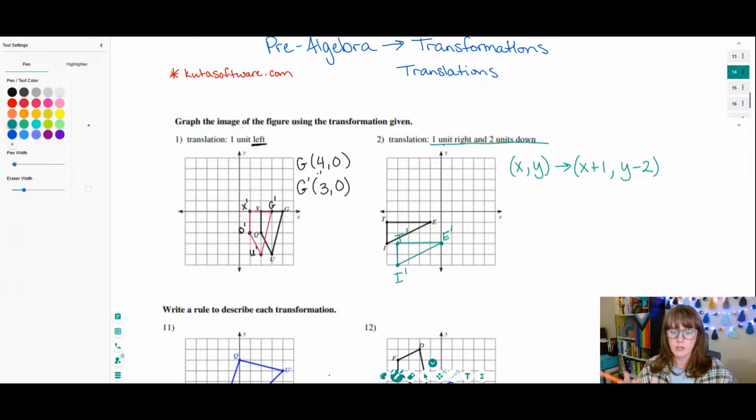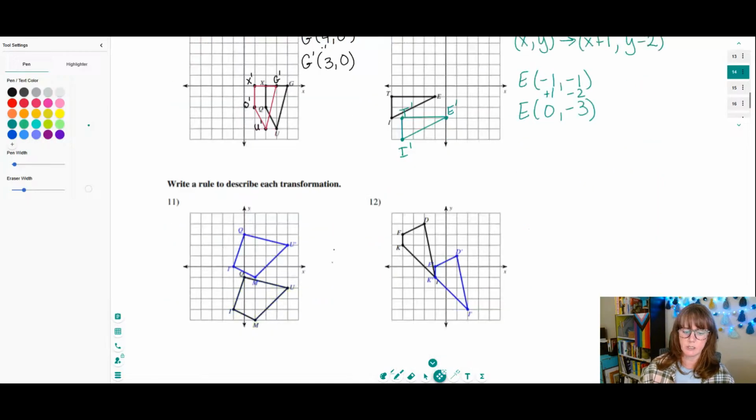And then for the actual coordinate, let's take a look at coordinate E. So the original, the pre-image, E is at -1, -1. And then if we were applying these rules, E prime would be x plus 1, so that's now 0. And then y minus 2, so that's now -3. So see, I've just added 1 to my x value, and I've subtracted 2 from my y value. And so that's how we wind up at 0, -3, which is where we wound up with our E prime. Okay, so that is how to actually do the translation.